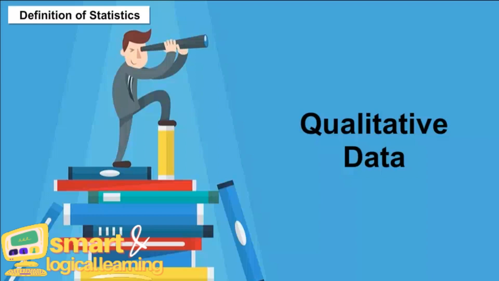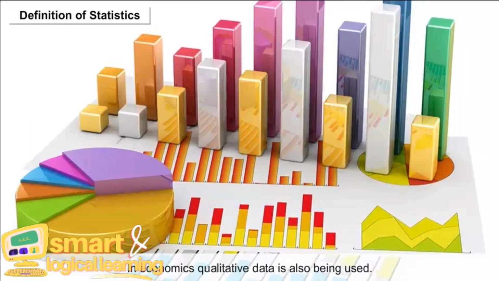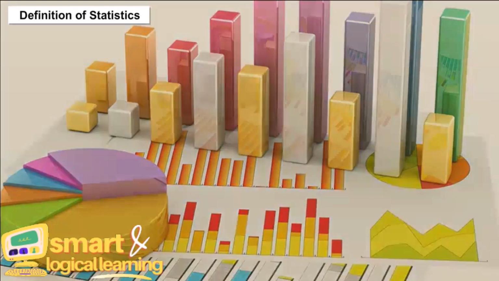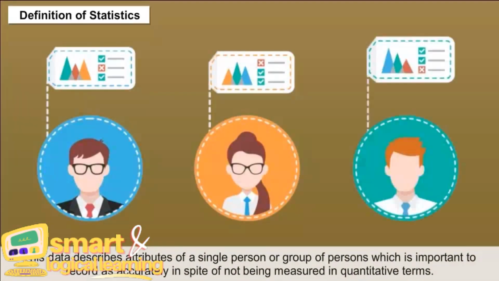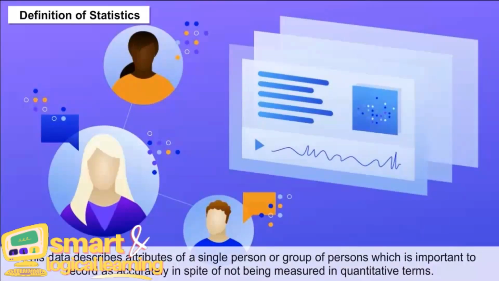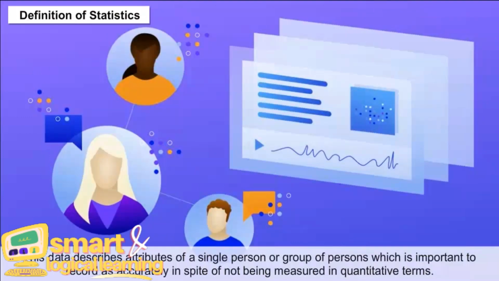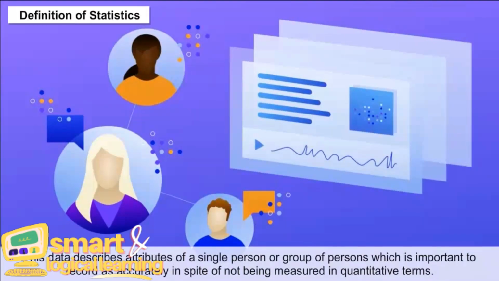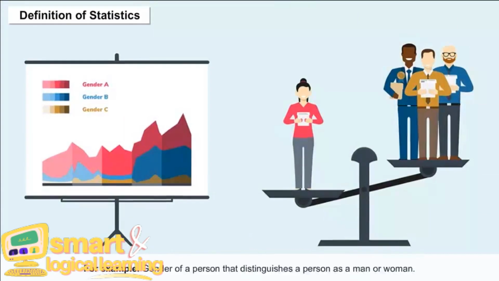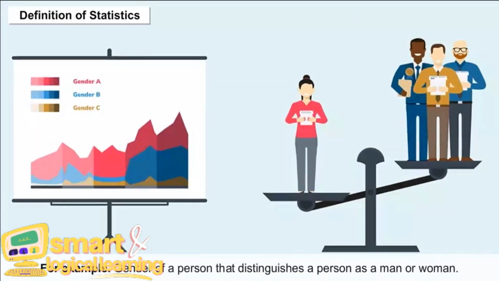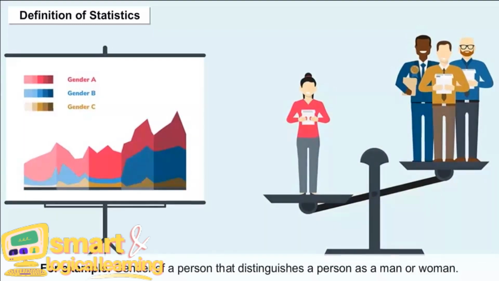Qualitative data. In economics, qualitative data is also being used. This data describes attributes of a single person or group of persons, which is important to record as accurately in spite of not being measured in quantitative terms. For example, gender of a person that distinguishes a person as a man or woman.